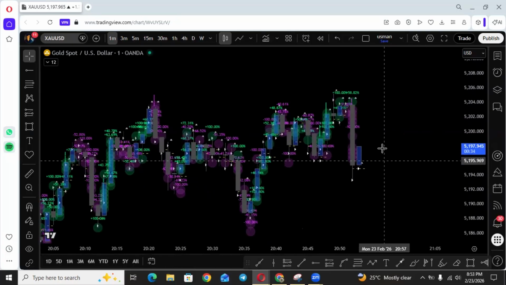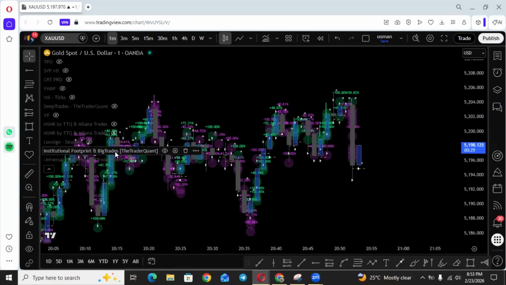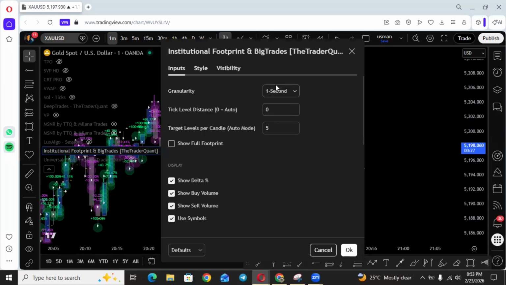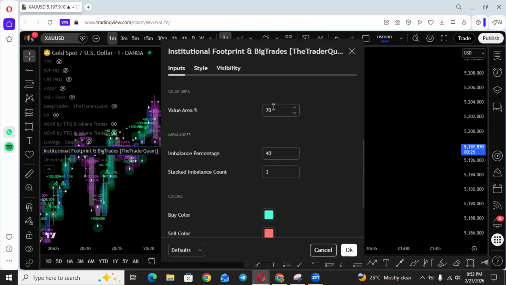Look, price is trying to mitigate those imbalances. This I am going to show you, explain to you, this setting.